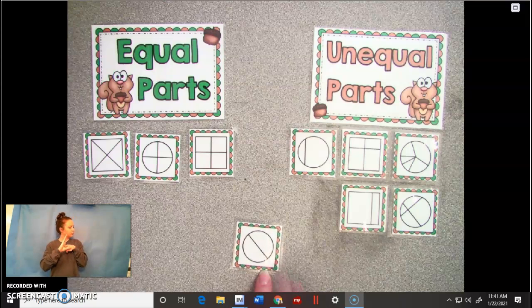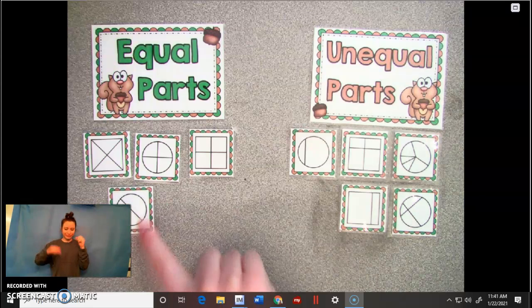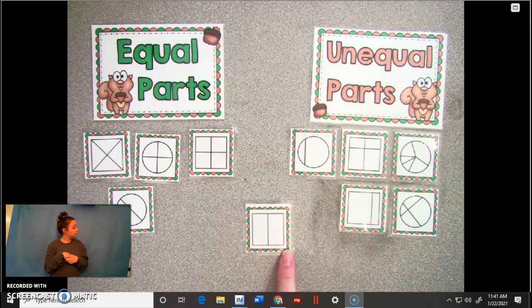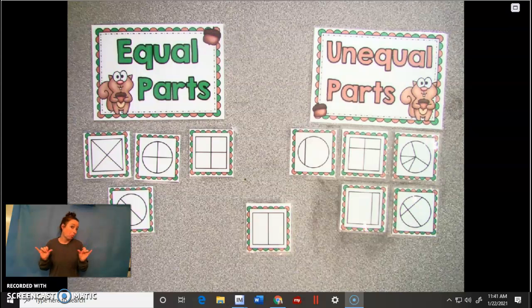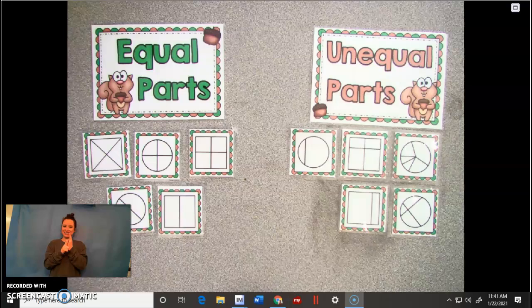Last two. Let's look at this circle. He's cut into 2 pieces. Are they the same size and the same shape? They are, so he's going to go to equal. And our last one, look at this square. He's got 2 pieces. Are they the same size and shape? Yes, so he is also equal. Great job.